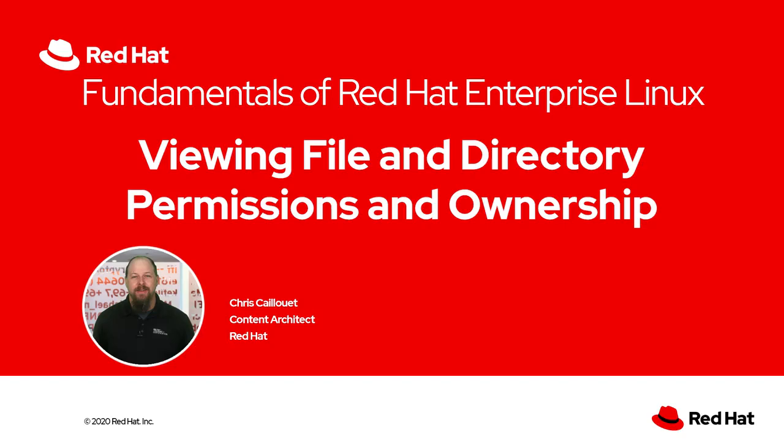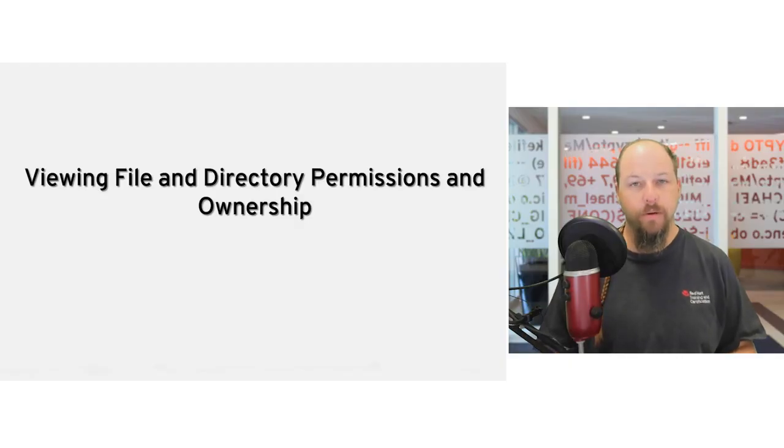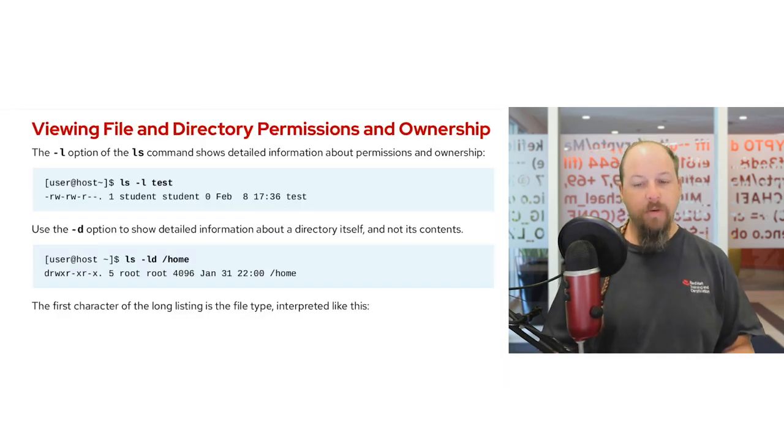We'll take a look at viewing file and directory permissions and ownership. We'll want to be sure you know how to display and read these entries. When viewing file and directory permissions and ownership, we can use a number of commands and their options and flags to do so. The main command we'll use for this is the ls or list command.